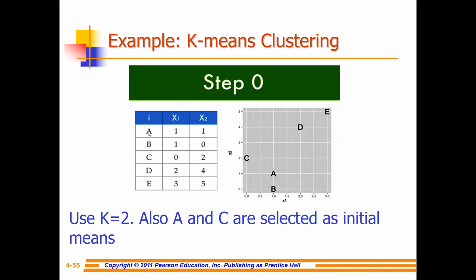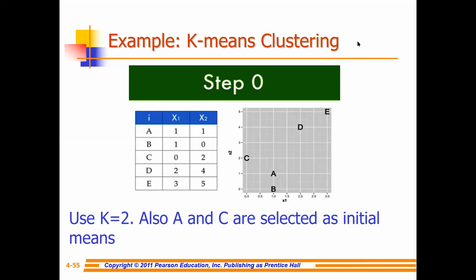In this example, we have 5 data points, A, B, C, D, E, and 2 attributes, x1 and x2. These 2 attributes will be used as coordinates, an x coordinate and a y coordinate. For completing this example in Microsoft Excel, we will use 2 clusters. K is 2, and point A and point C are used as the initial cluster means. So A will be the first cluster mean and C will be the other cluster mean.